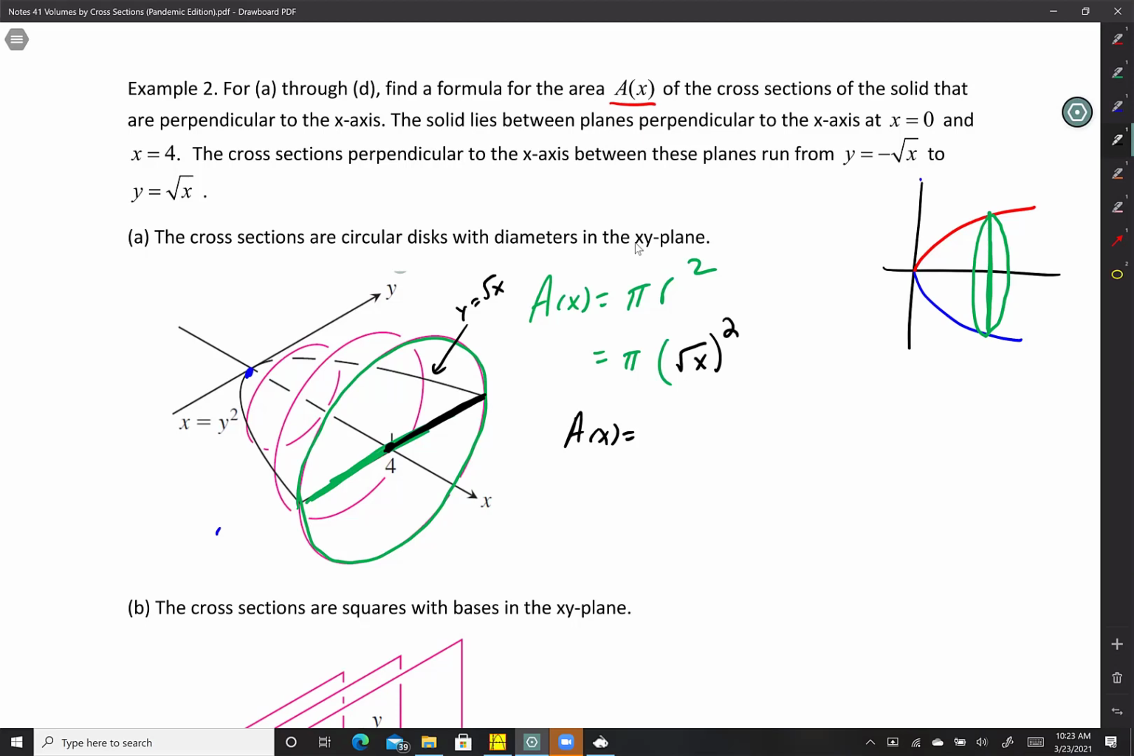You're saying this whole distance, that's a diameter. That would have been 2 square root of x. But I don't want the whole thing. I just want the radius, which is this in blue. That distance is just y equals square root of x.